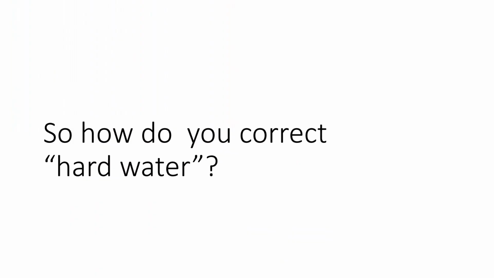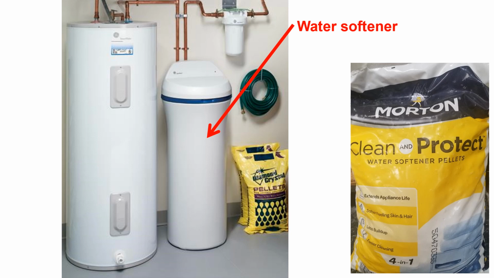So how do we correct this? This is what we use a water softener for. A water softener is a tank. The water comes in, it runs through a kind of a filter that has these salt pellets in there that will remove or grab the minerals as the water moves through it. So when the water comes out of the water softener, it is what we call soft. It doesn't have as many minerals in it anymore.